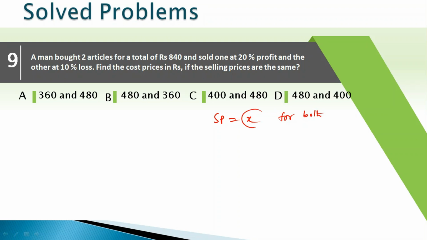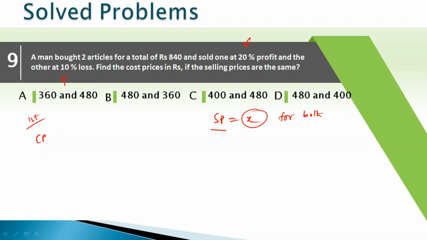So selling price given, profit or loss given. How can we calculate the CP? Just remember the formula sheet that we discussed in the beginning. If SP is given, if the profit or loss is given, then how shall we calculate the CP?